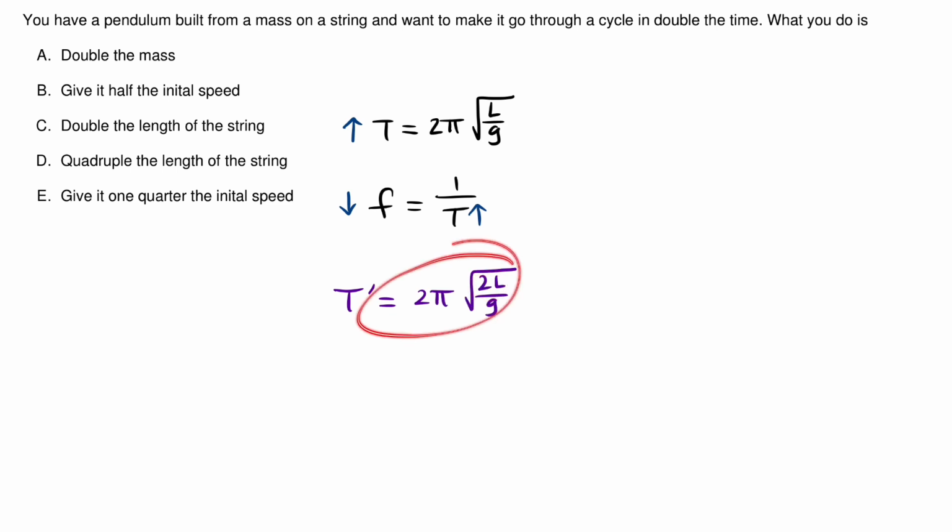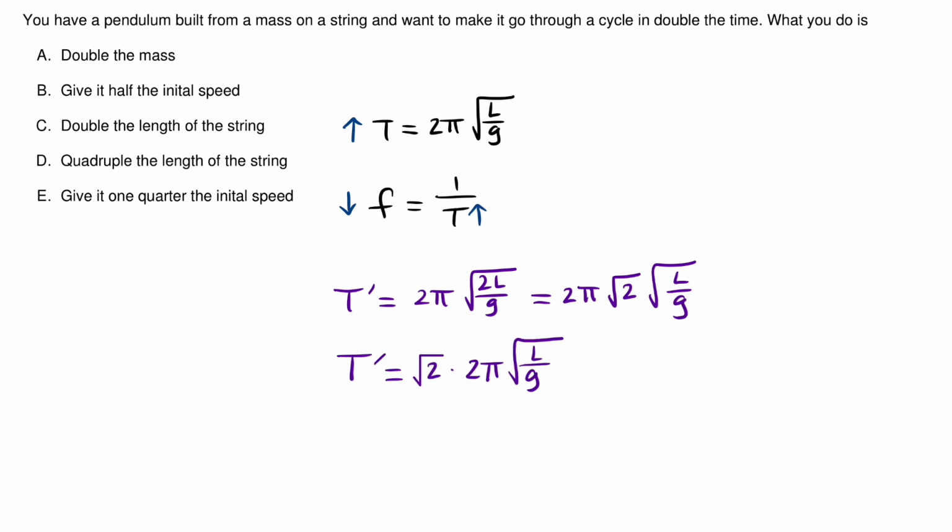I'm going to rewrite this equation differently. Mathematically, it'll be the same. And then once again, notice how this part is identical to this one. So then my new period, T prime, is the square root of 2 times my original period. We are not increasing the time by a factor of 2. We are increasing the time by a factor of square root of 2. So that is not 2, of course.